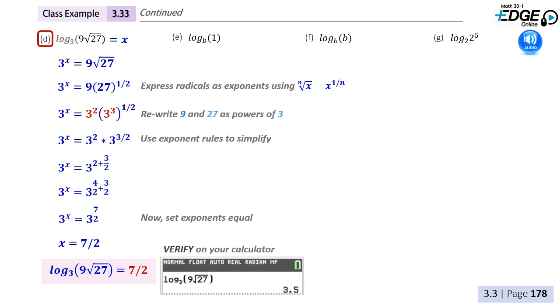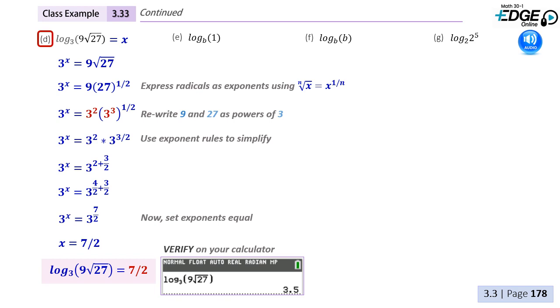Example D has many rich opportunities for understanding. First, we'll continue to use the structure of introducing equals x in order to determine the value of the term, but I want to again point out that this is an expression and not actually something we're solving. What exponent is written on 3 to generate 9 times the square root of 27?